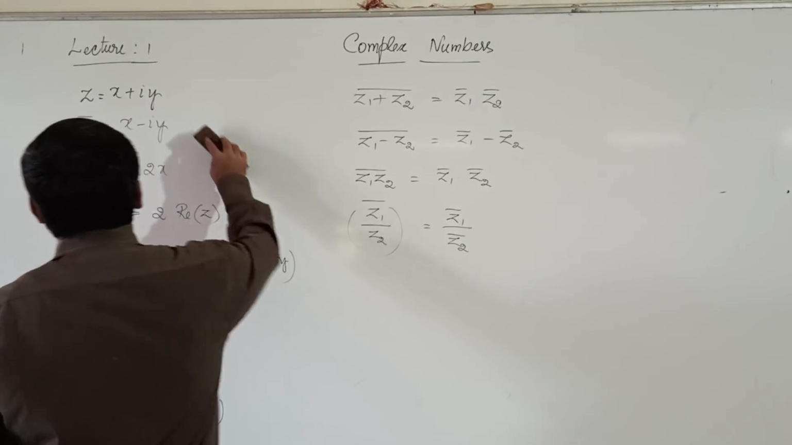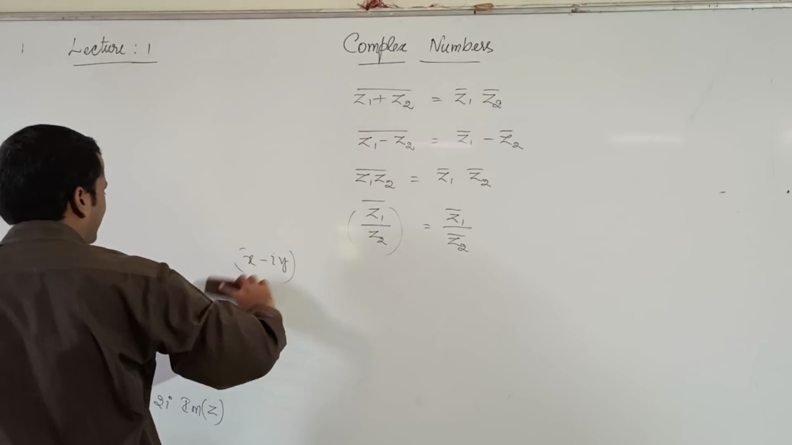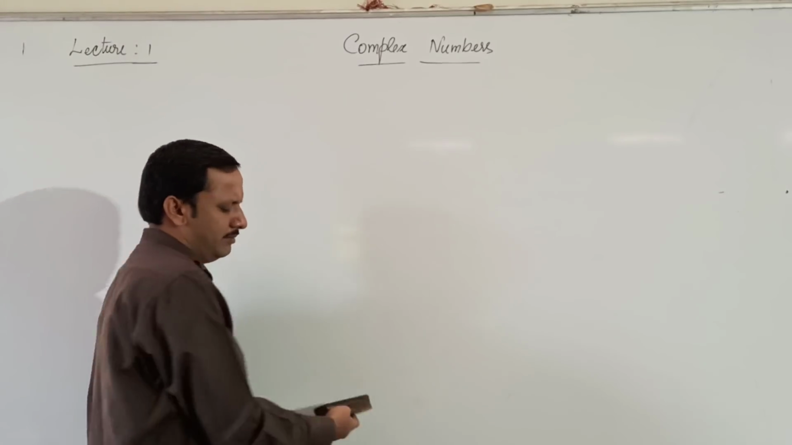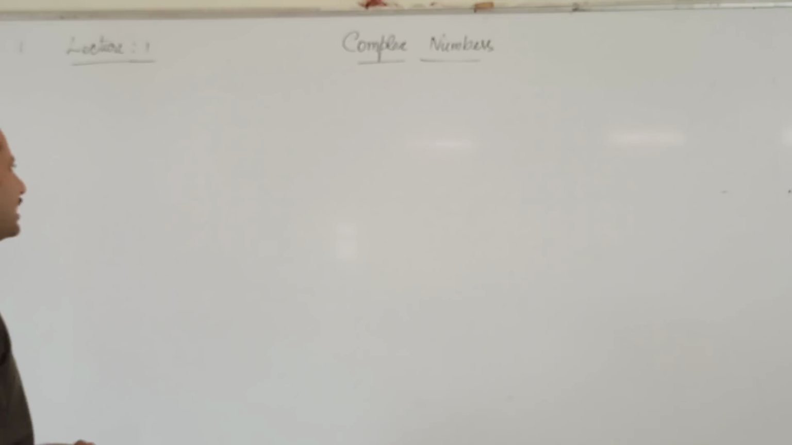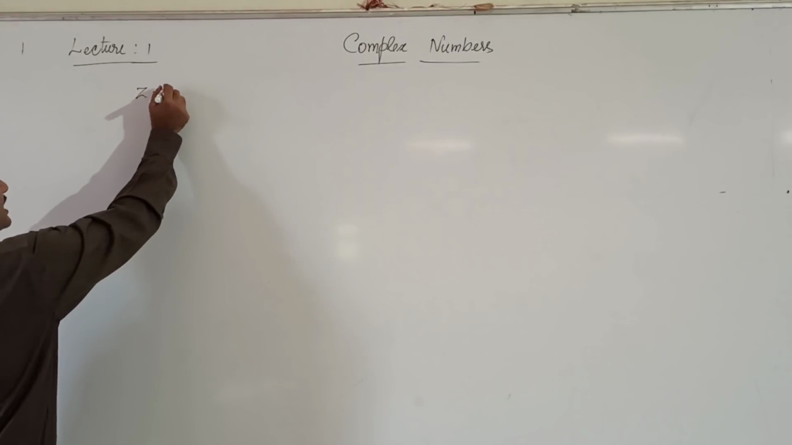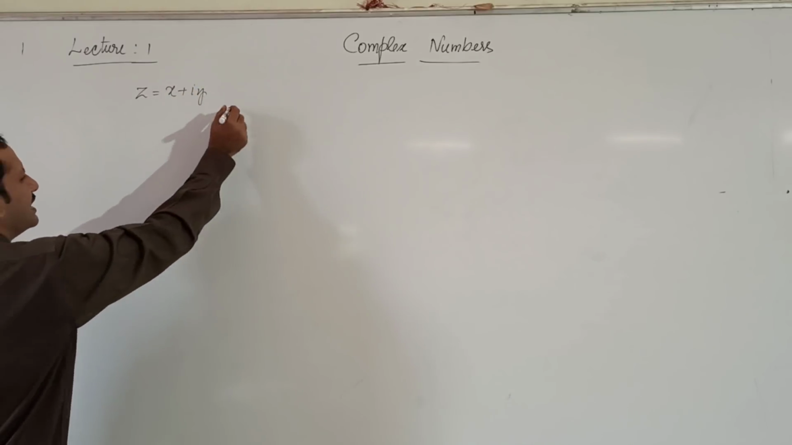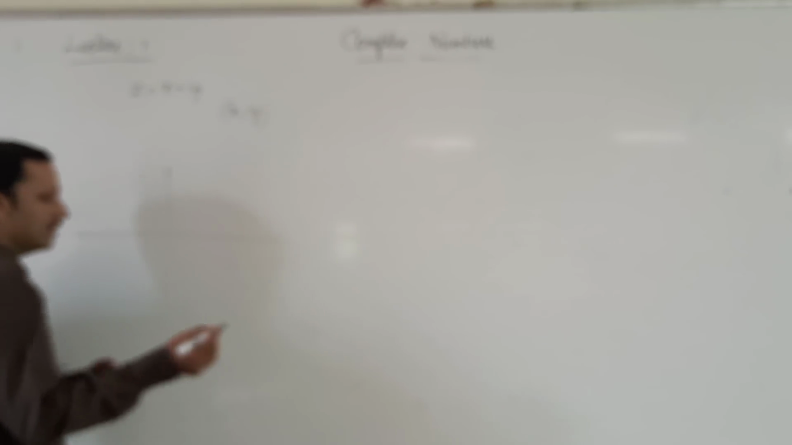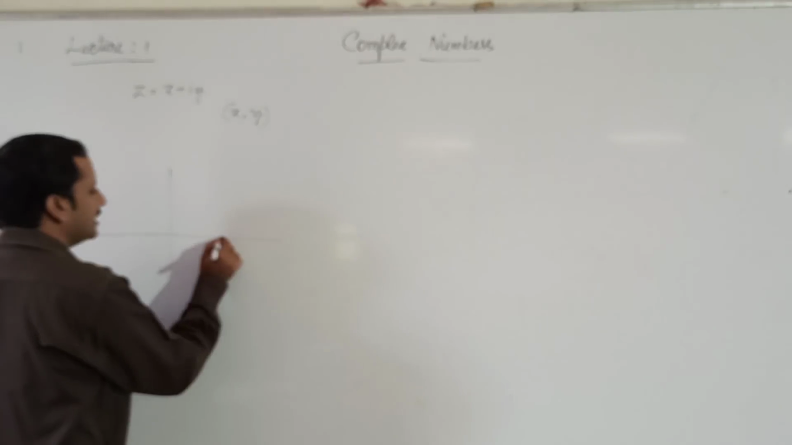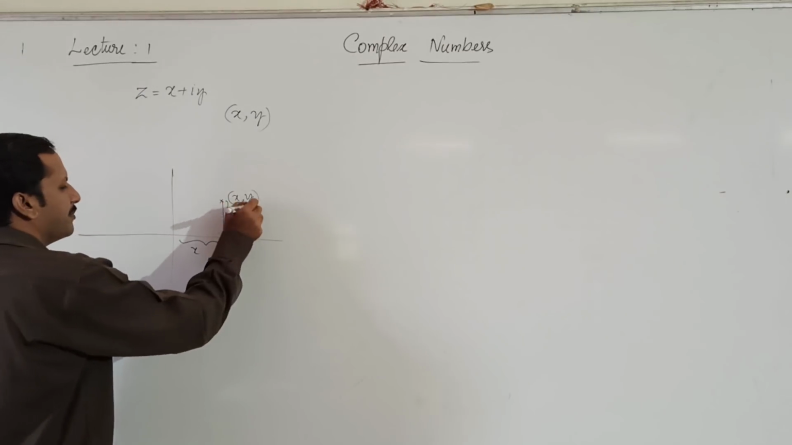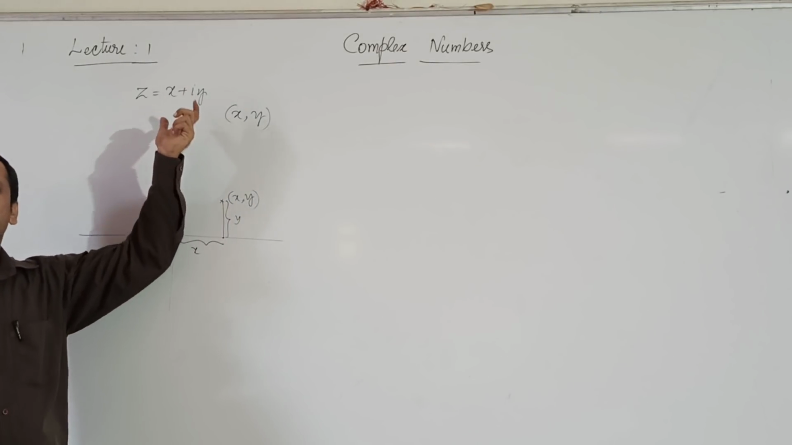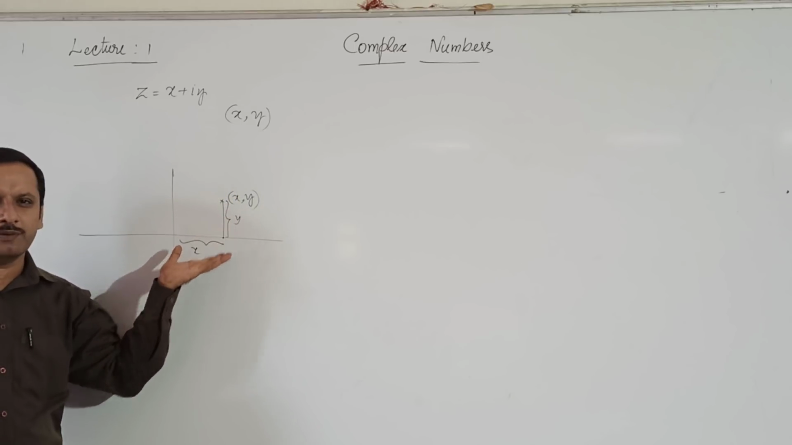Okay, then every complex number can be represented in a Cartesian plane. We can represent every complex number in our two-dimensional x, y plane. How is it? Let me explain. I am taking z as x plus iy. So this is represented by the ordered pair x, y. So in the Cartesian plane, let us say this distance is x and this distance is y, and this point is represented by the ordered pair x, y. So every complex number can be represented on the two-dimensional Cartesian plane.